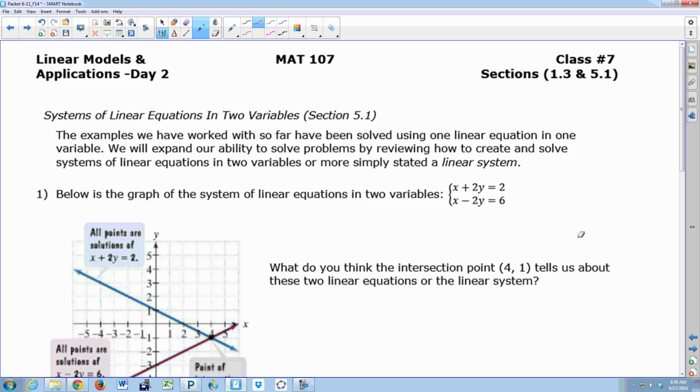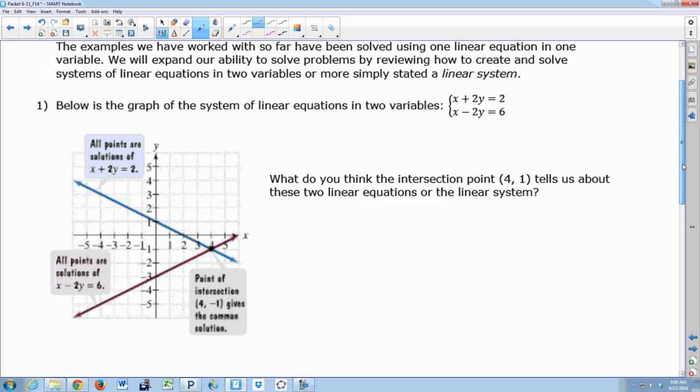Okay. So this graph below is a graph that represents this system. Now, we're not used to seeing our straight lines in this form. This is called the Ax plus By equals a constant form. We're used to seeing them y equals. We're used to seeing them in the slope-intercept form.